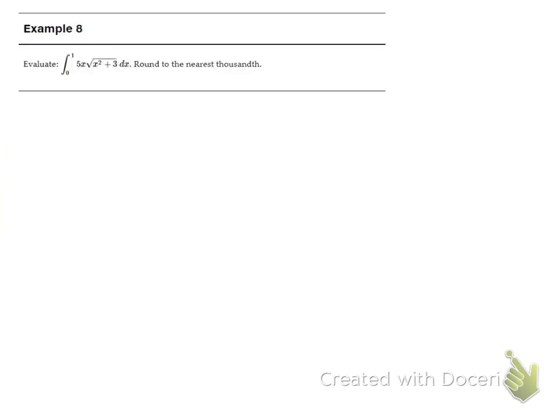Okay, we have another example here, and this time we have a definite integral. We have limits of integration. So to solve this one, first we just find the indefinite integral, we just find the antiderivative, and then we can evaluate the antiderivative at these limits. So first let's just find the indefinite integral. To do that, we're going to have to use U-substitution.